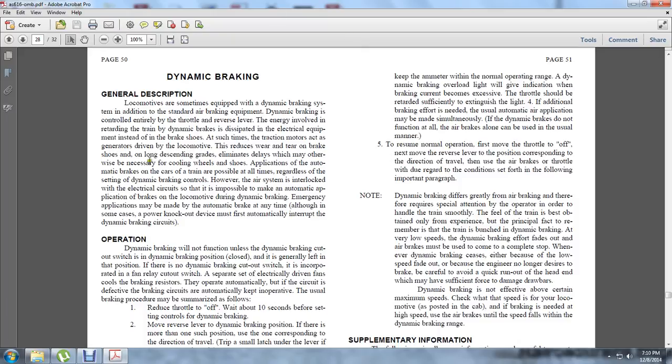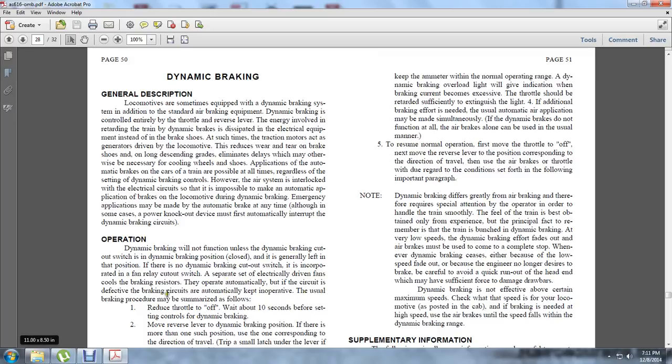The dynamic braking will not function unless the dynamic braking cutout switch is in the dynamic braking position and closed. It is generally left in that position. If no dynamic braking cutout switch is incorporated, the fan relay cutout switch separates the electrical devices that drive the fans of the brake resistor. They operate the automatic circuit. Defective braking circuits are automatically kept inoperative.